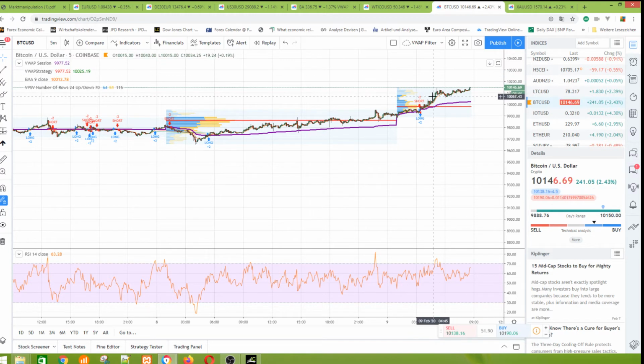Oh, it's unbelievable. It made almost more than 100 points, 150 points in this some minutes. And the VWAP strategy shows it. There are very clear signals.